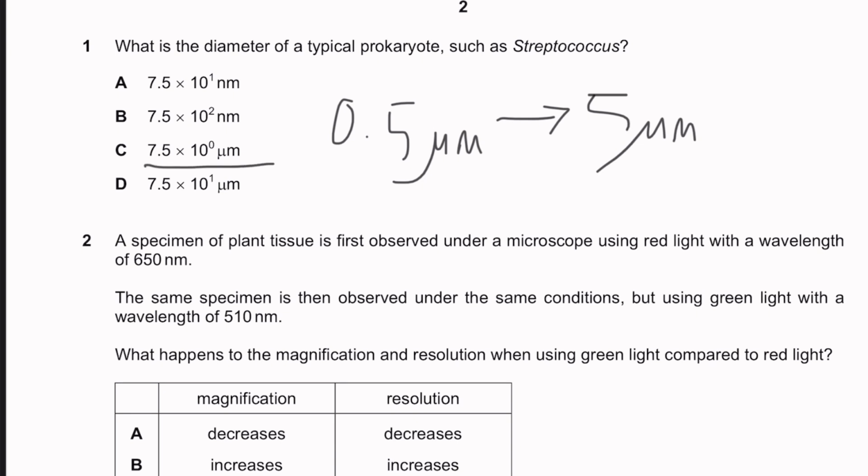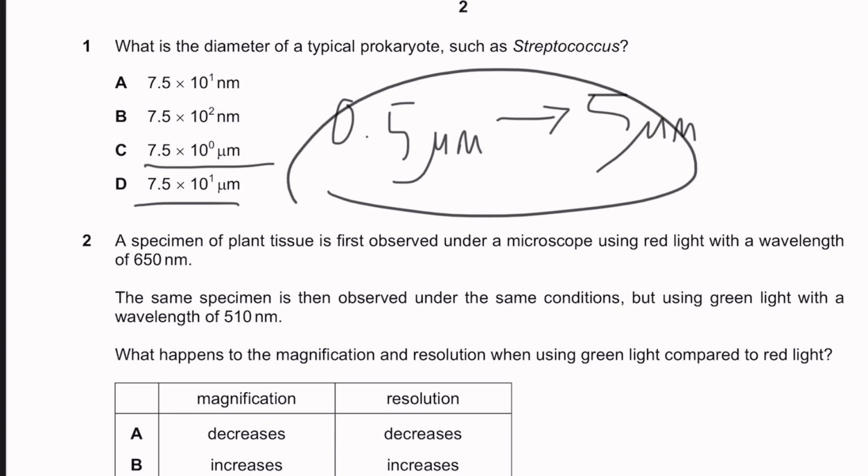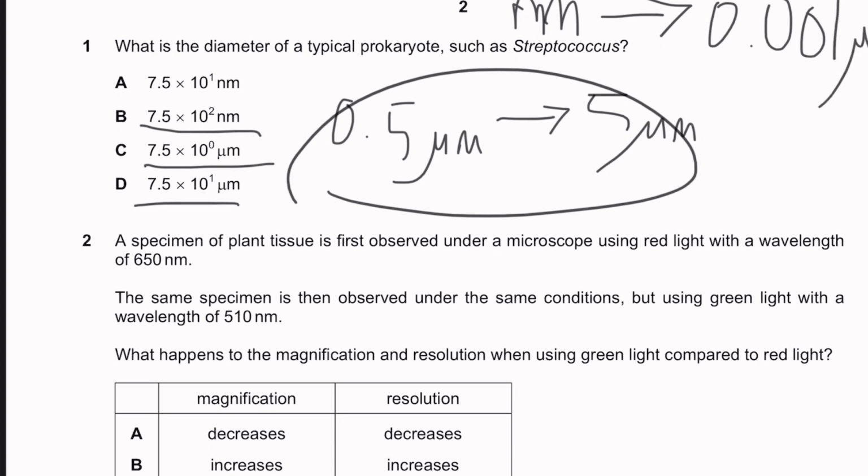Here we have the option 7.5 times 10 to the power of 0 micrometers, which is not within our range. And here we have 75 micrometers, which is obviously way out of our range. Now 7.5 times 10 to the power of 2 nanometers, if you want to figure what it is in micrometers, then you have to know that 1 nanometer is the equivalent of 0.001 micrometer, or in other words, 1000 nanometers are 1 micrometer. So what you have to do in order to convert is basically divide this by 1000, meaning you're going to cancel out this 2 and you're going to end up with 1 decimal place to move. 0.75 is within your range. That's why the answer here is B.